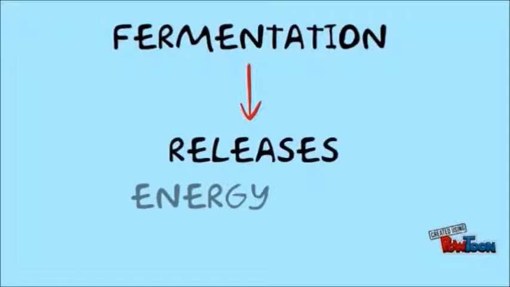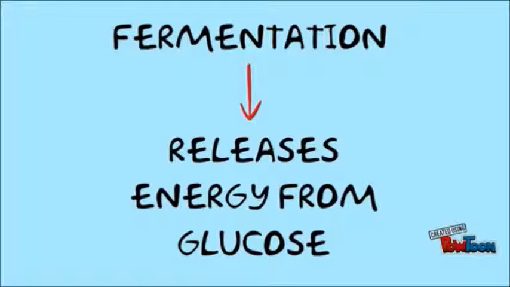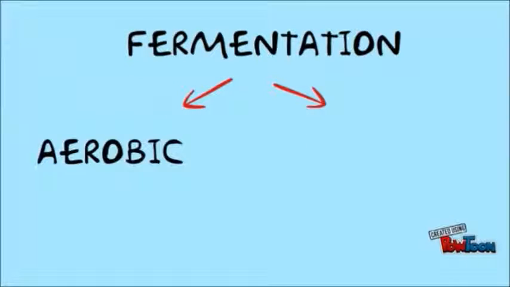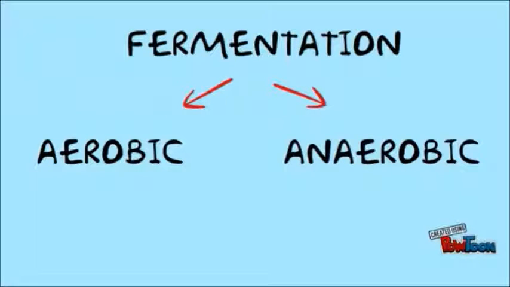What is fermentation and what makes it different from cellular respiration? Fermentation releases energy from food molecules by making adenosine triphosphate when there is no oxygen available. It occurs after glycolysis. There are two types of fermentation, aerobic and anaerobic fermentation.